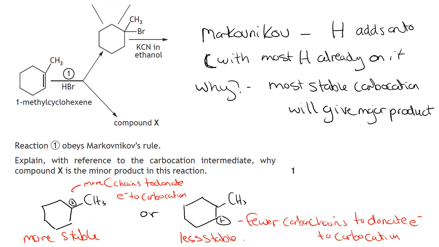Okay, so Markovnikov's rule states that hydrogen adds onto the carbon with most hydrogens already on it because that gives the more stable carbocation. I've drawn out the two possible carbocations you could get and explained why the one which leads to X is less stable, because there are fewer carbon chains which can donate to the carbocation. That donation is the inductive effect.